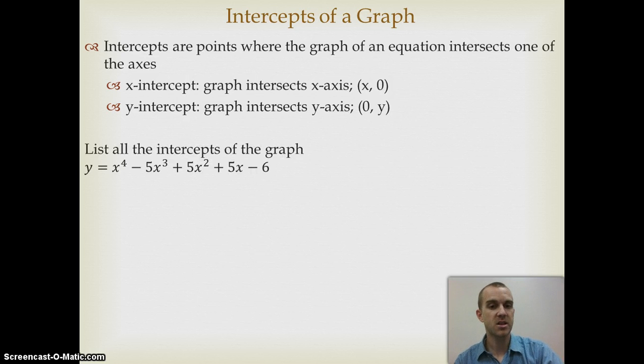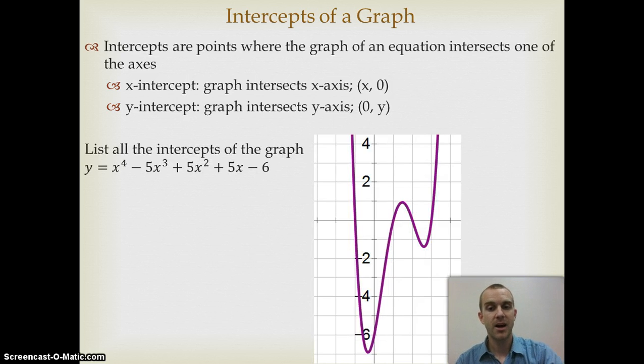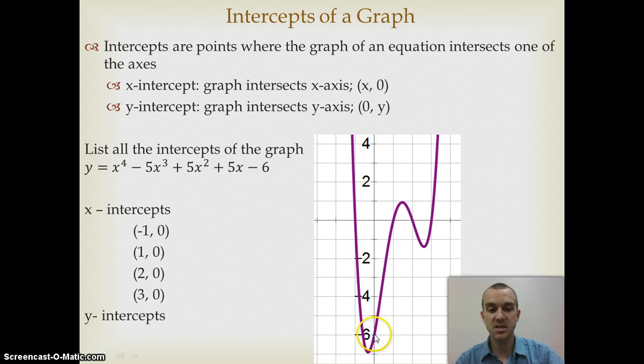So say I have this equation and I want to look at the intercepts of the graph. I'd be looking at all the places the x values hit for my x-intercepts and where it hits for the y value for my y-intercept. So if I look at my x-intercepts, it hits here at negative 1, so that's negative 1, 0. It's at 1, which is 1, 0, 2, which is 2, 0, and 3, which is 3, 0. Now for my y-intercepts, I'm looking at where does it hit the y-axis, and it hits down here at negative 6, which gives me 0, negative 6. And if I look, all my x-intercepts have a 0 for y, and my y-intercept has a 0 for x.